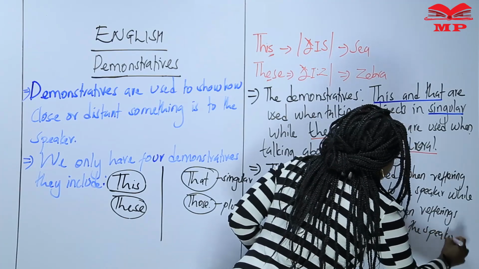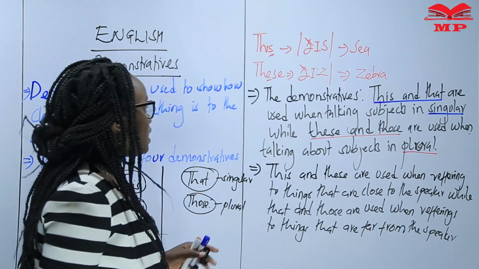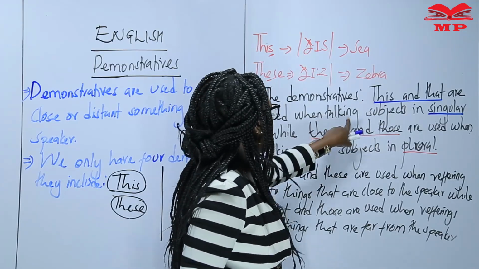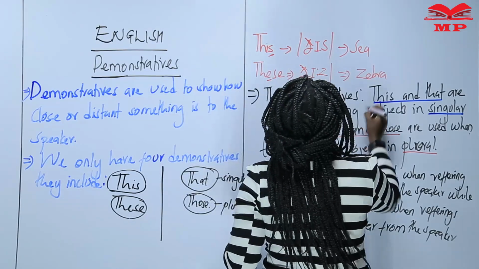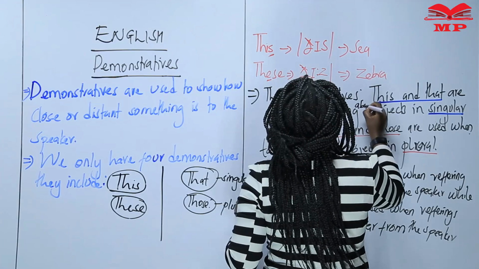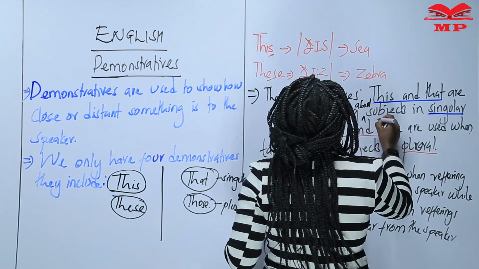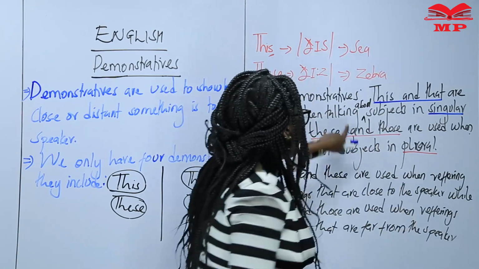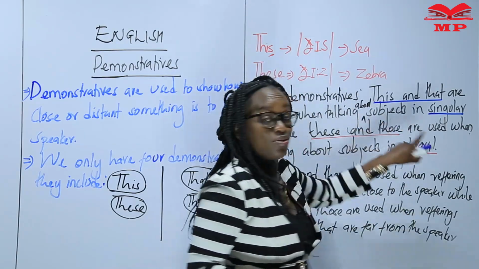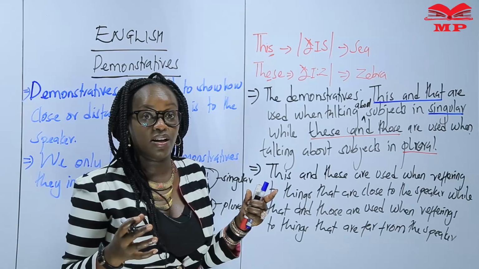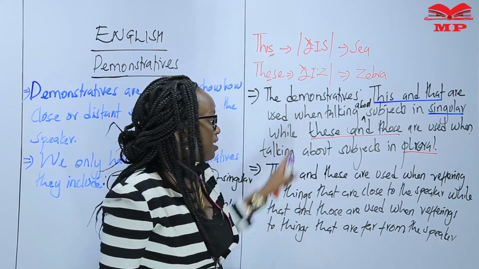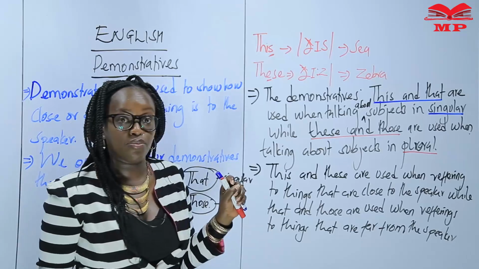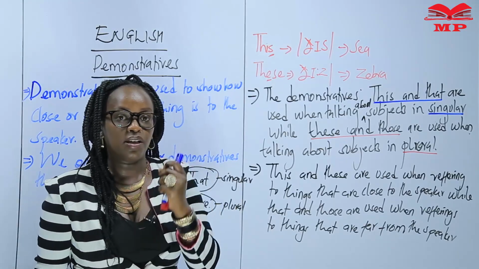Learning these differences, these two differences, that this and that are used when talking, there's something that I forgot here. This is supposed to be used when talking about subjects or things. You can actually use it when you're talking about subjects or things that are actually close. If you learn these two, the difference between the four demonstrative pronouns is going to be easier for you to understand.